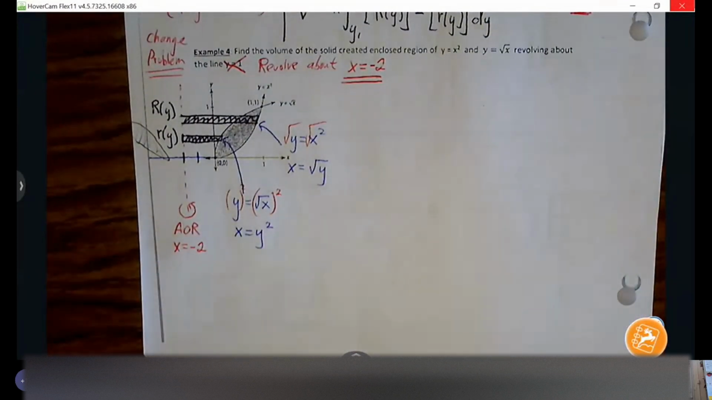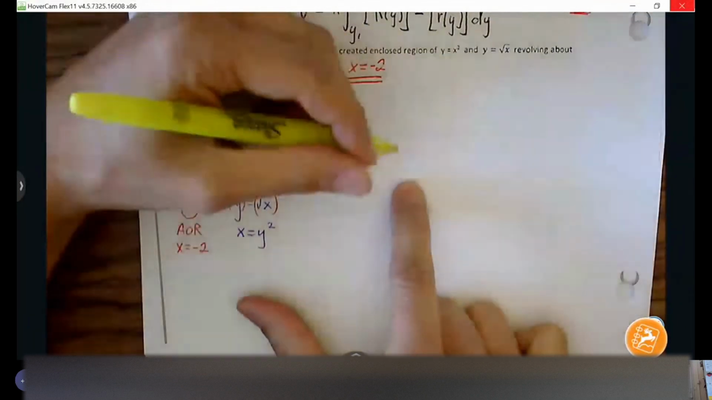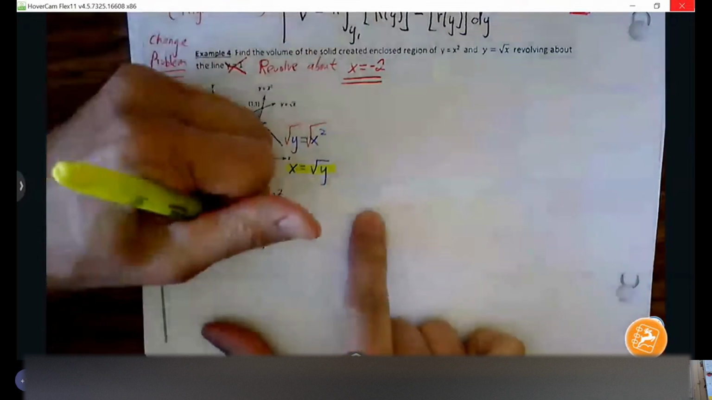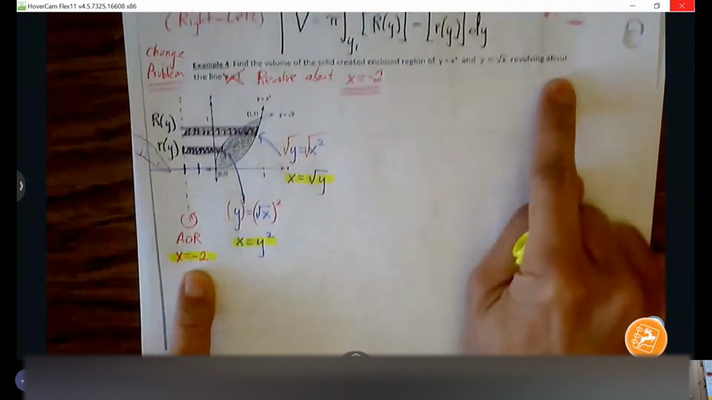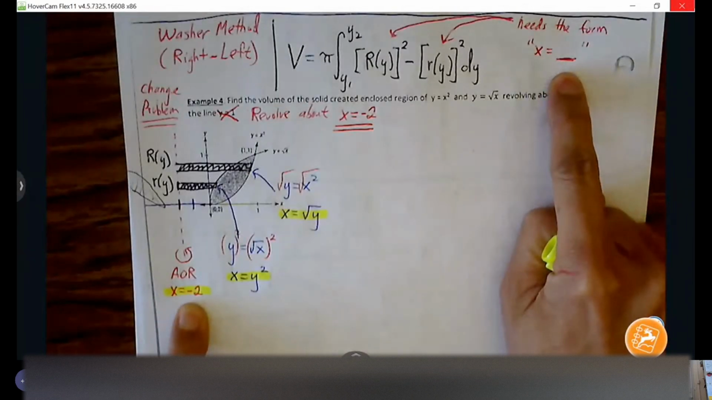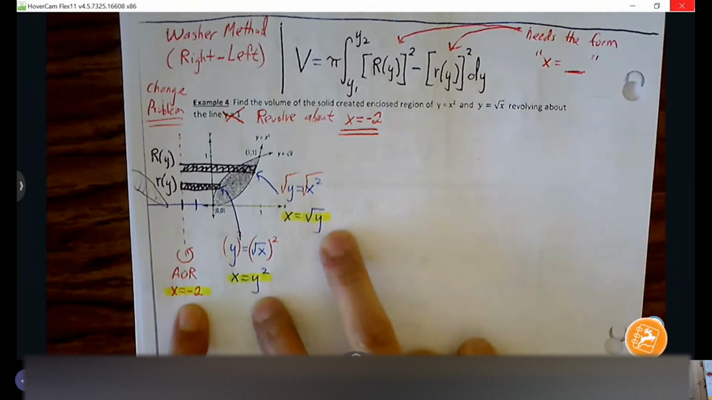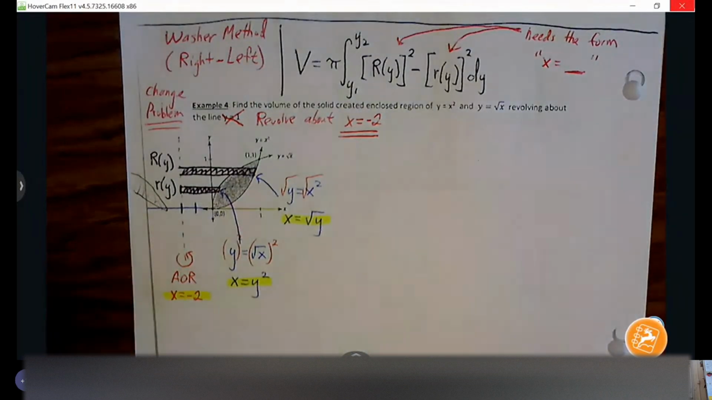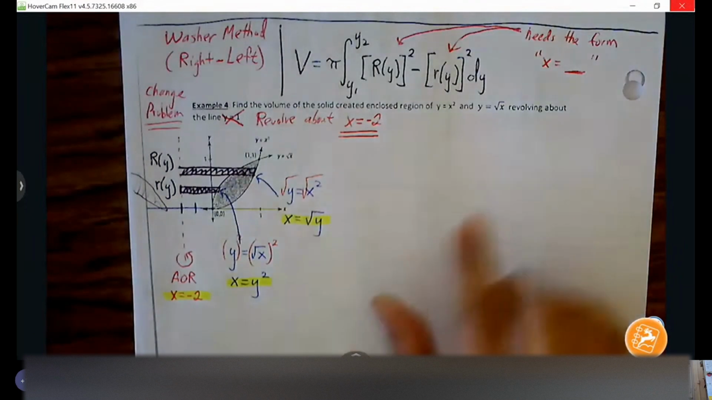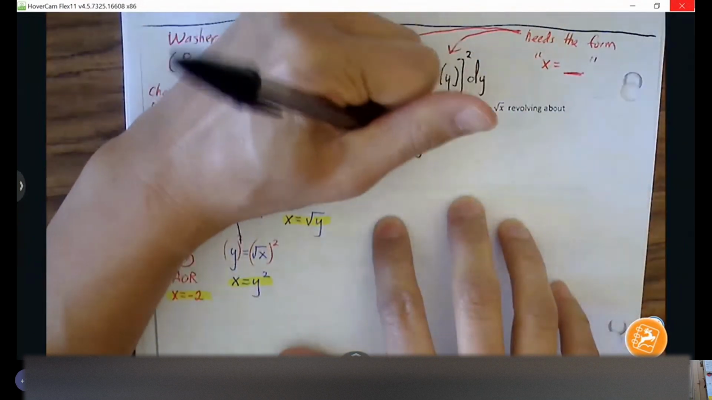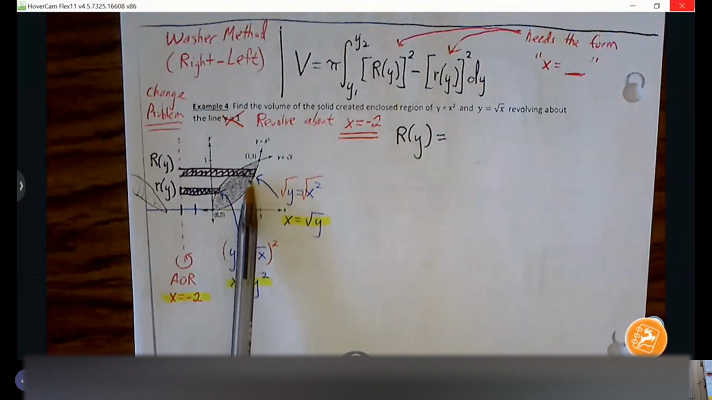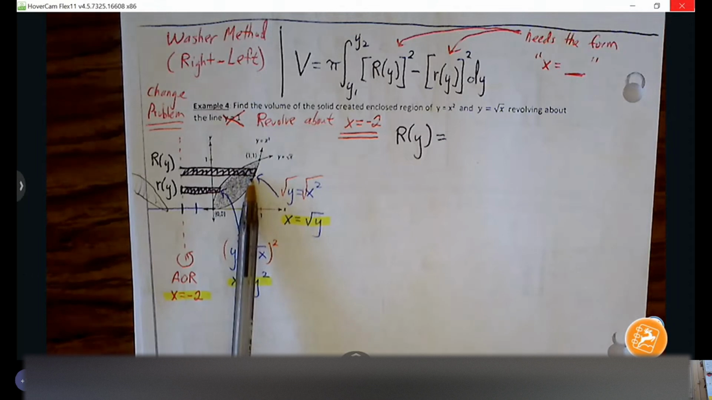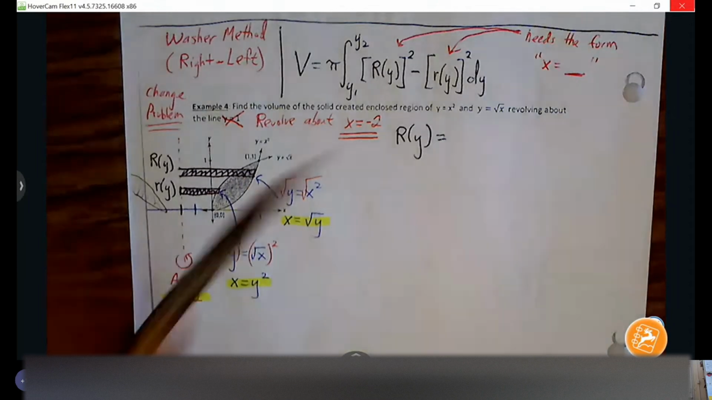Now, take a look here. Every equation that we're about to use is perfectly set up now, right? We have x equals root y, that's perfect form. x equals y squared, that's perfect. x equals -2, that's perfect. So now we're ready to move on to build our radius expression, right? We have everything that we need. x equals. Everything on the right is ready for putting into our expression, okay? So big R of y. Okay, let's point to the right endpoint. What is the right endpoint of big R touching? The x equals root y. Root y, okay. So that comes first.